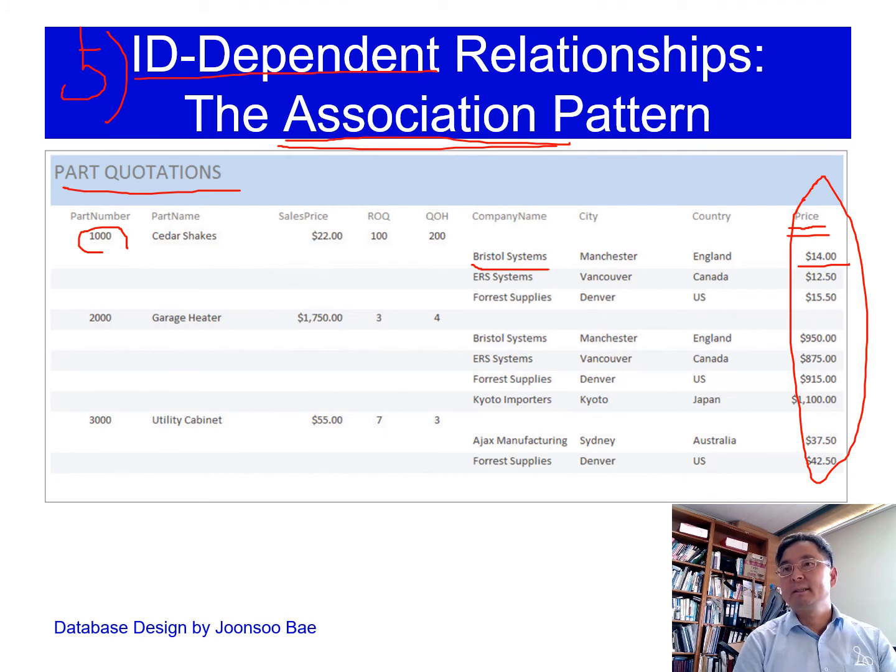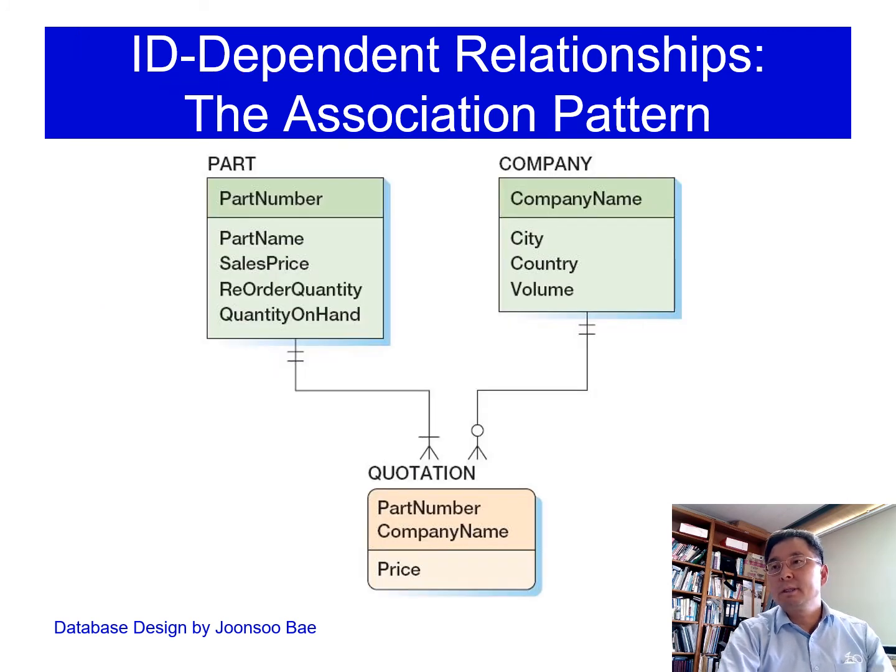Okay, if this report is a user requirement, then how can we handle it? Association patterns. So this quotation user interface can be extracted to one entity, the quotation entity.